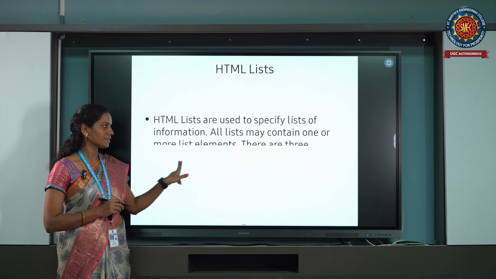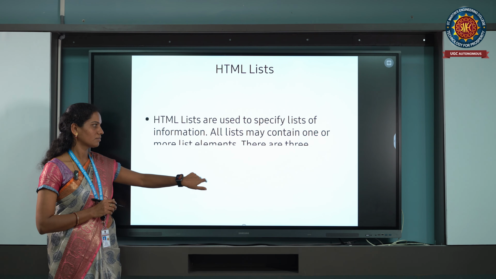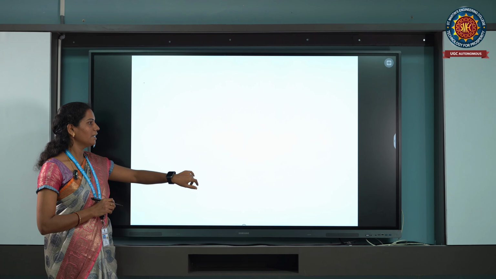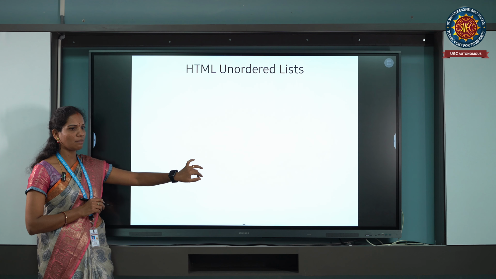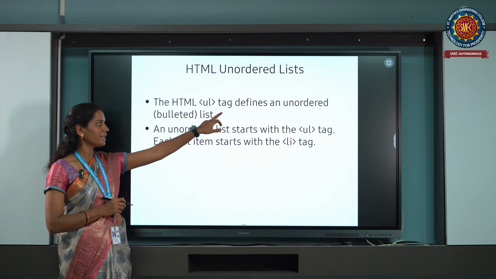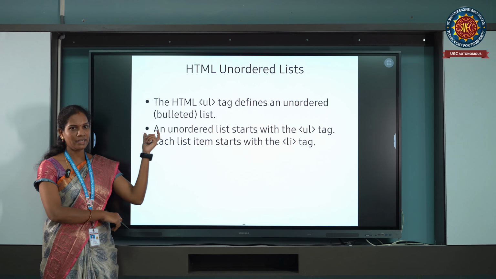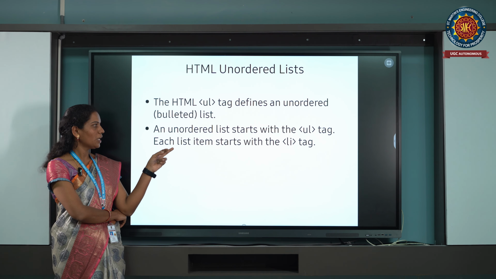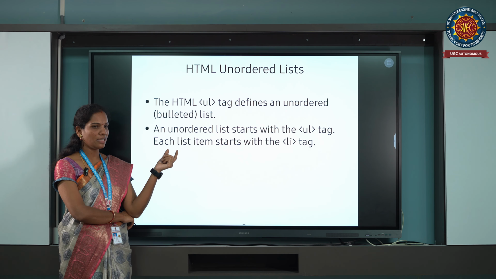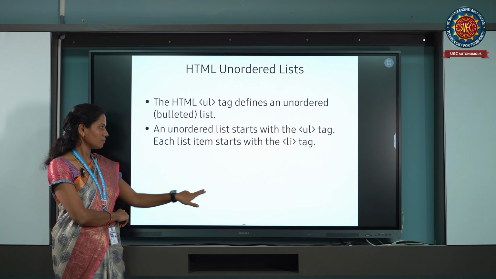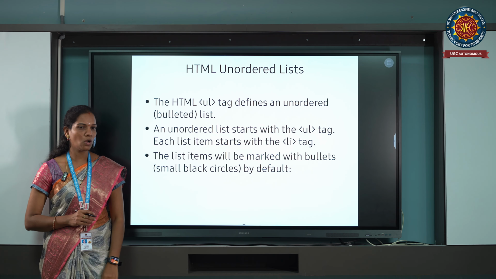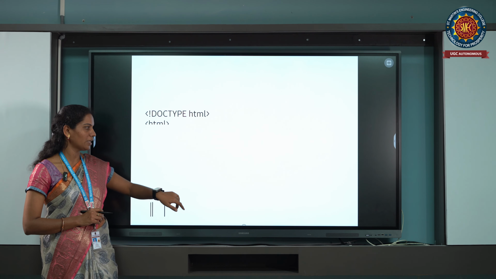There are 3 types of lists. HTML unordered list: the HTML UL tag defines an unordered bullet list. An unordered list starts with the UL tag, and each list item starts with the LI tag. The listed items are marked with bullets, which are small circles.